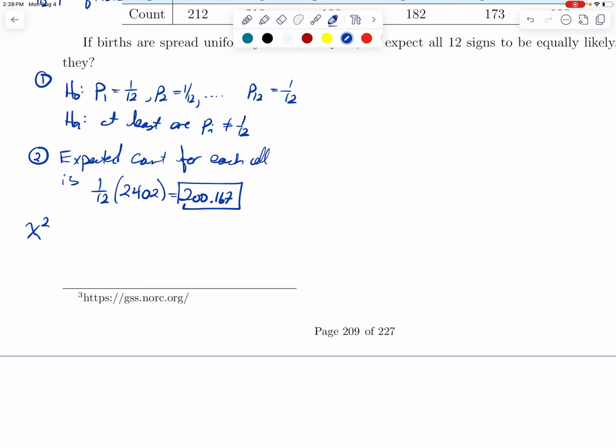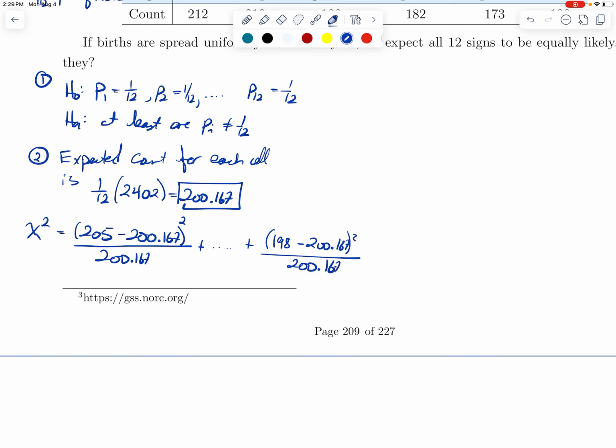I won't write it all on the screen because it's a little bit tedious, but for the first one, for Aries, we would have 205 minus 200.167. It's observed minus expected, squared, divided by expected, and then you go to the next one and you just add them up. So the last one here would be 198 minus 200.167. Square that difference, divide by 200.167, and when you add all those up, you should get about 18.34.